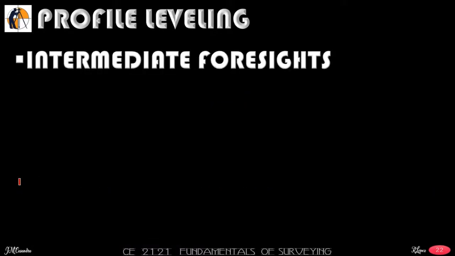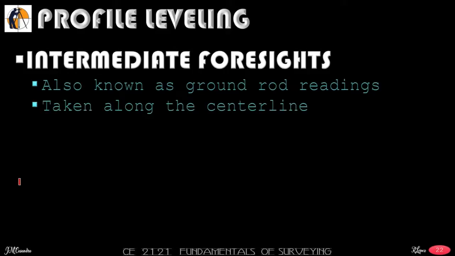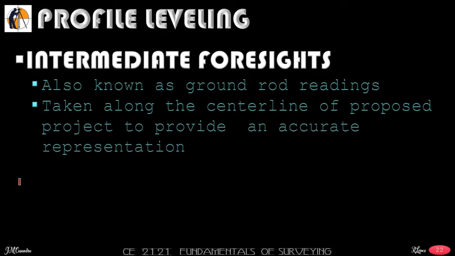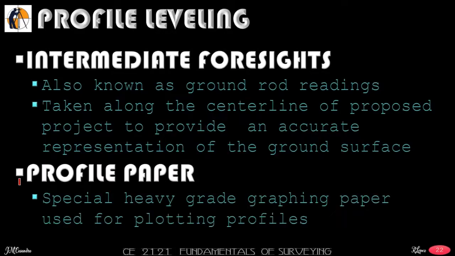So next we have your intermediate foresights. The intermediate foresights, also known as ground rod readings, are taken along the center line of the proposed project to provide an accurate representation of your ground surface. So we will also have your backsights and foresights in profile leveling. So we have your profile paper, which is a special heavy grade graphing paper used for plotting profiles.